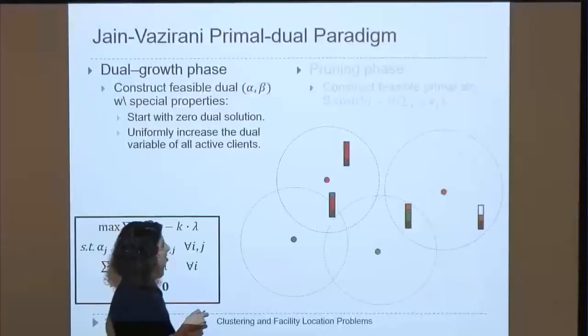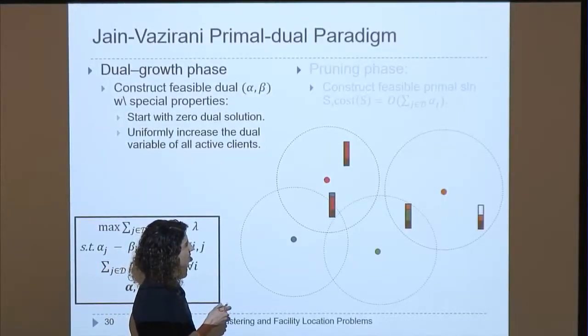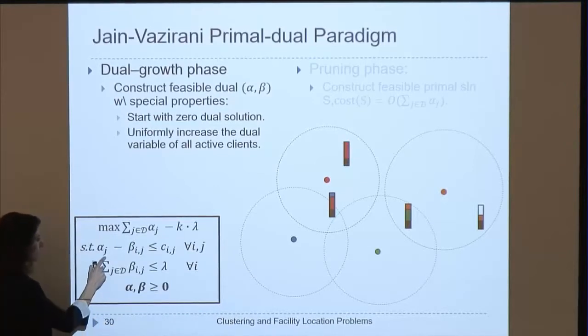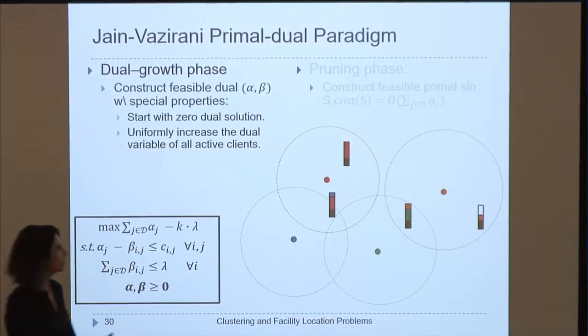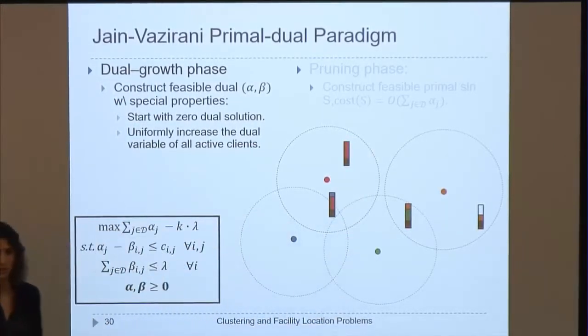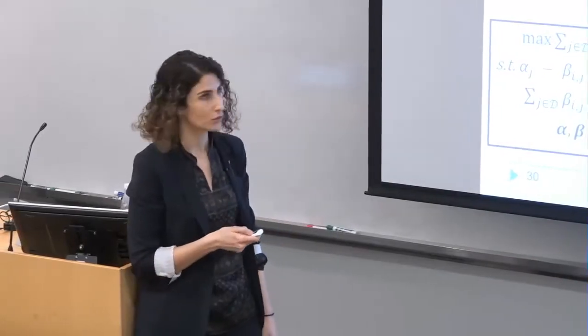So if, for example, you look at this red client, we have alpha j. The alpha j, the budget of client j, is going to be used for reaching this facility, Cij, and then beta ij would be the difference between these two. So this beta ij would be basically alpha j minus Cij. If you look at the picture, this is Cij, then this would be alpha j minus Cij. Okay. So yeah, good question. So this is how we construct a feasible dual solution.